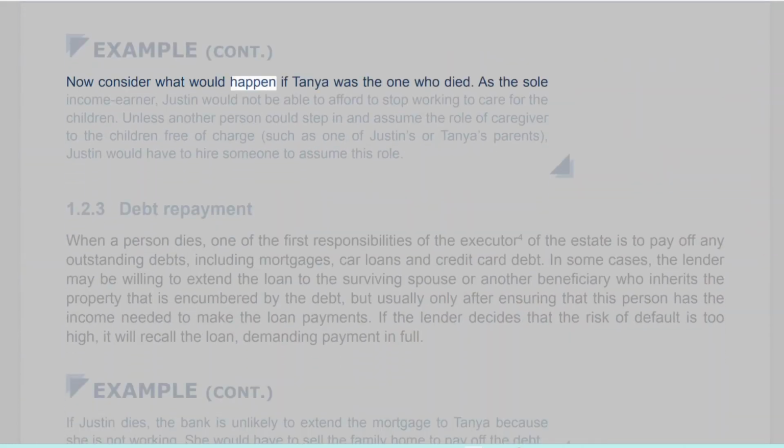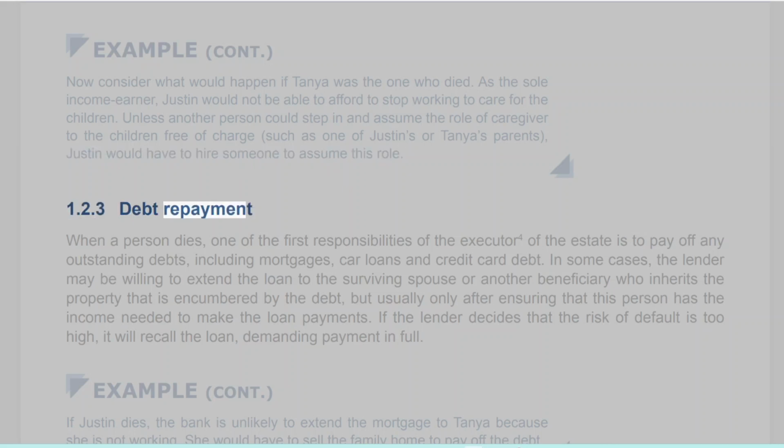Now consider what would happen if Tanya was the one who died. As the sole income earner, Justin would not be able to afford to stop working to care for the children. Unless another person could step in and assume the role of caregiver to the children free of charge, such as one of Justin's or Tanya's parents, Justin would have to hire someone to assume this role.